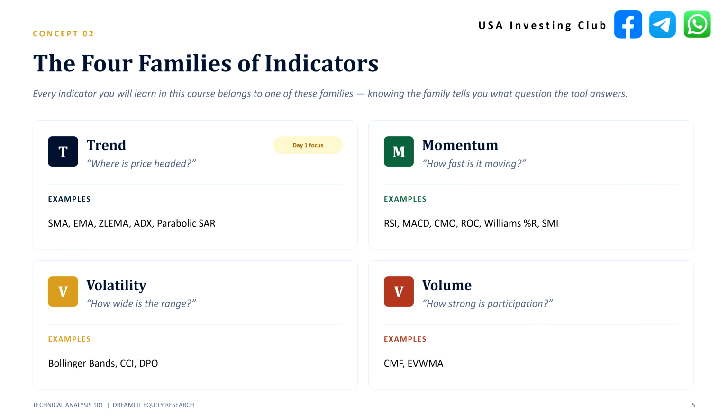Every single indicator you will ever learn, in this course or anywhere else, belongs to one of 4 families, and knowing the family tells you what question that tool is actually trying to answer. Trend indicators ask, where's price headed? Tools like the simple and exponential moving averages, the zero-lag EMA, ADX, and parabolic SAR. Momentum indicators ask, how fast is price moving? RSI, MACD, the sham momentum oscillator, rate of change, Williams %R, and the stochastic momentum index.